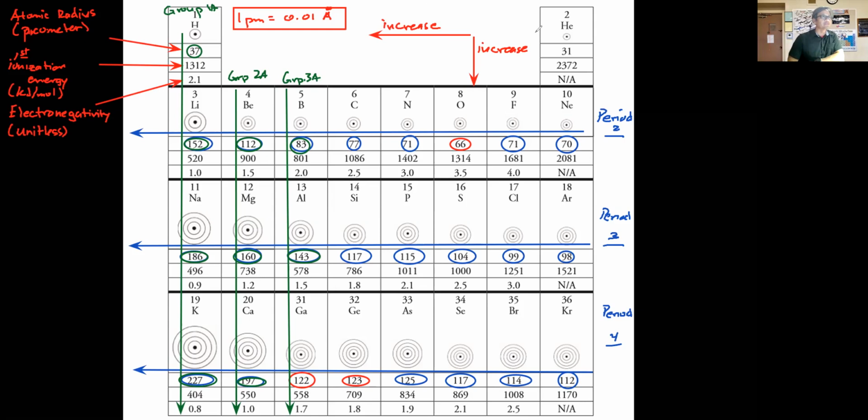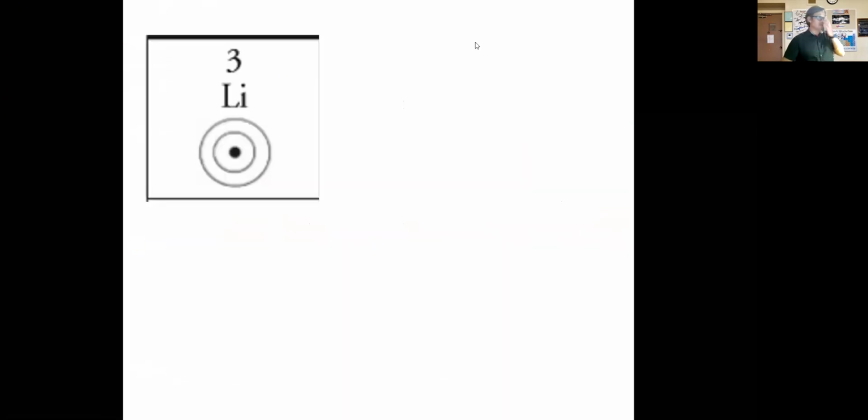All right, let's take a look at a reason for it. Let's start out with lithium. Lithium has 3 electrons, 2 in the 1s. I have here a diagram of lithium with its 2 energy levels. Lithium has 2 electrons in the 1s orbital and 1 electron in the 2s orbital. I'm going to draw in the 3 electrons for lithium.